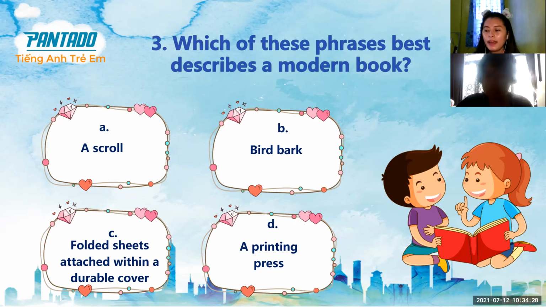Okay, what do you think, Ben? There's folded sheets attached within a durable cover. Okay, durable cover, durable. So let's see. The correct answer is folded sheets attached with a durable cover. That is our book nowadays. Okay, very good. That's right.